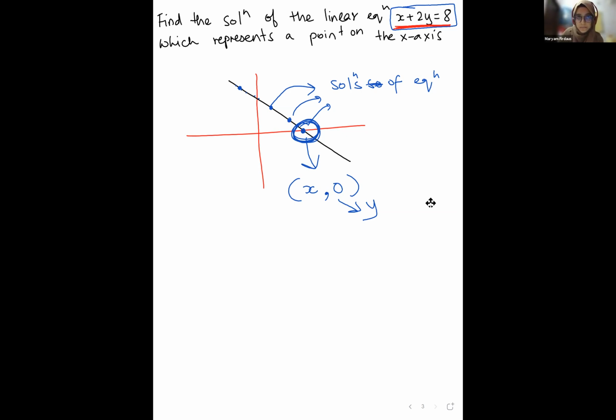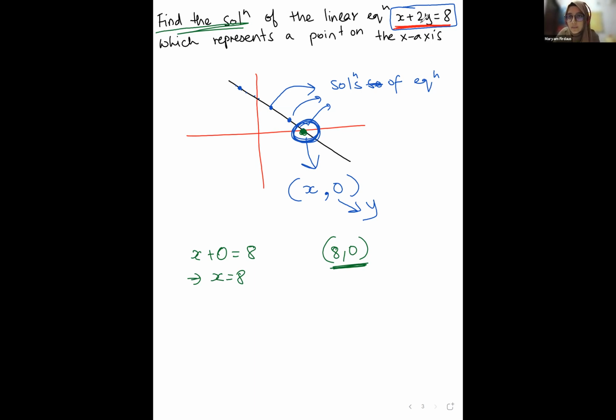Let's do it. Ma'am, x will be 8. Yes, x will be 8, right? Because when you put y as 0, it will be x plus 0 is equal to 8, and that means x is equal to 8. So the solution that we are looking for in this question is 8 comma 0. Okay, and we know that 8 comma 0 lies on the x-axis.